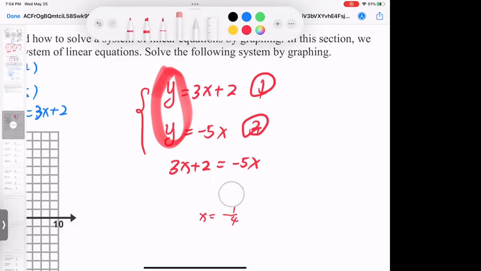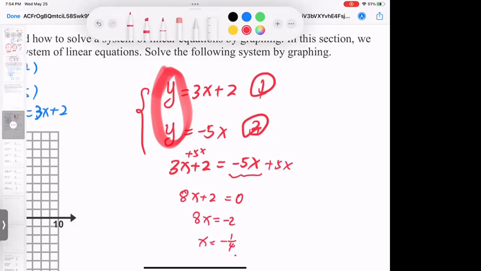No. And here, let's see. Basically, what I did was add plus 5x at first. Oh, is that 8x plus 2 is 0, right? So 8x is negative 2, basically x is negative 1 over 4, right? Does everyone agree with that?